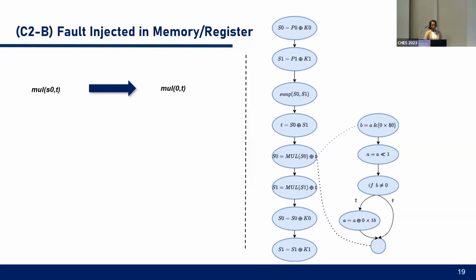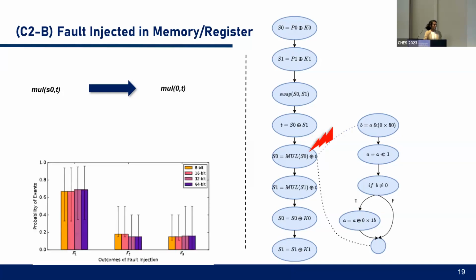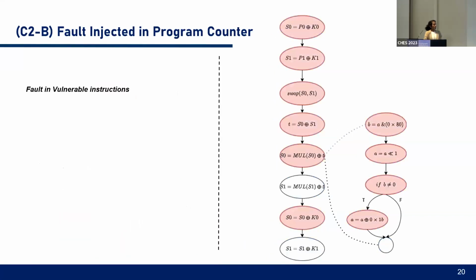So now we have the results from faults corrupting instructions based on the underlying hardware. We can also inject faults in memory or registers, which is a bit more straightforward. We can change the data contents, and the result says that it does not vary much from 8-bit to 64-bit. And the third way of injecting faults is injecting a fault in the program counter.